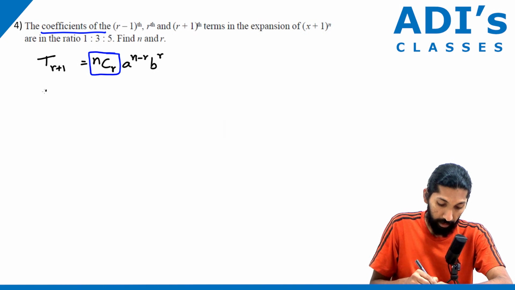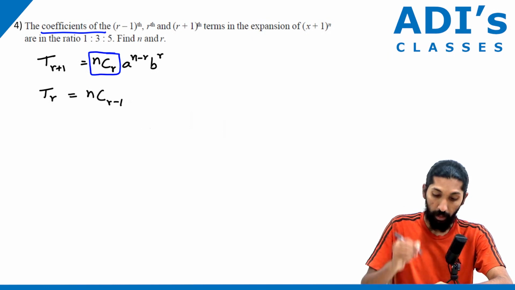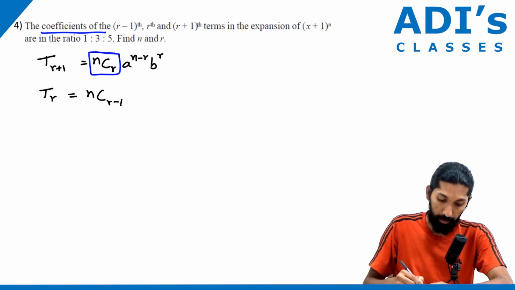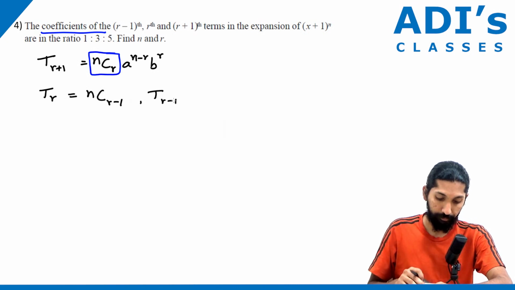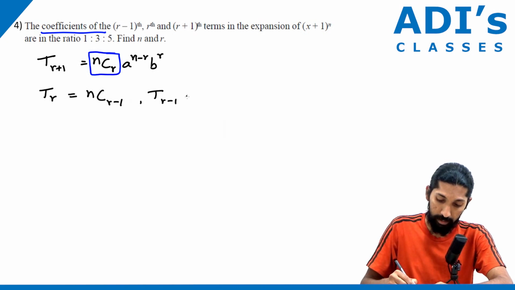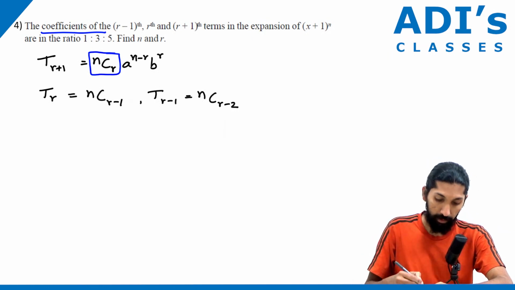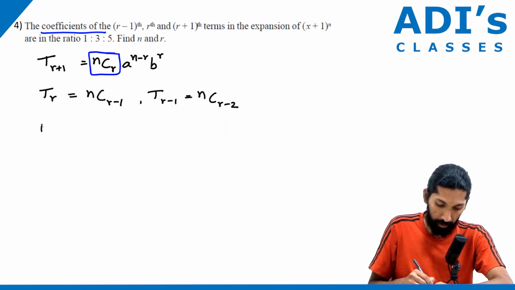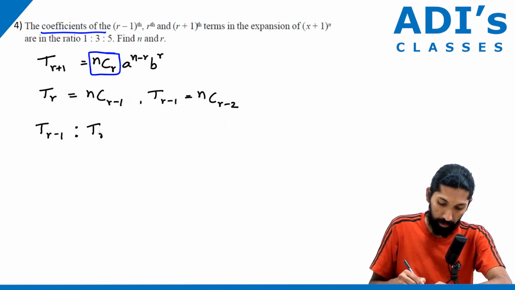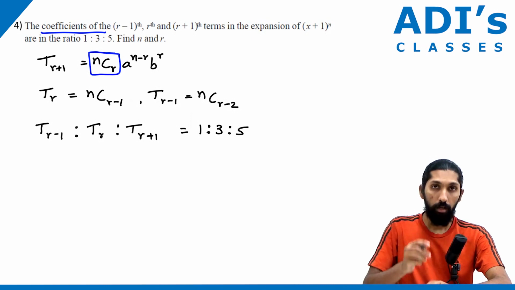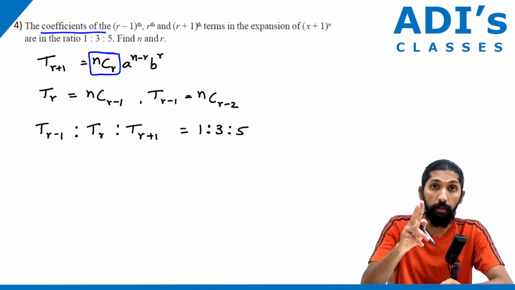Same thing if you do for T(r). This is going to become nC(r-1). I'm writing only the coefficient. And for T(r-1), what are you going to have? nC(r-2). Make sense? Now, what they're telling is that the coefficients of T(r-1), T(r), and T(r+1) are in the ratio 1:3:5.